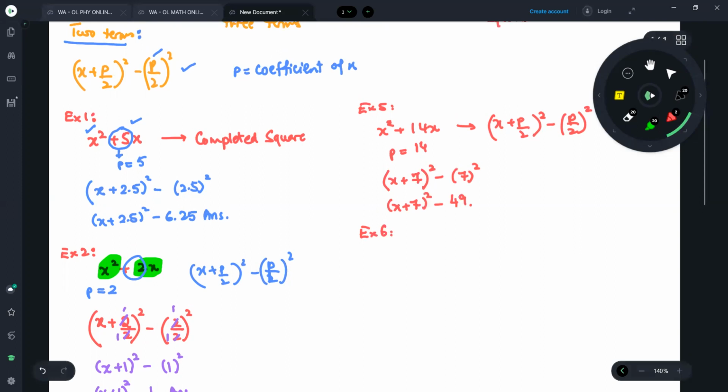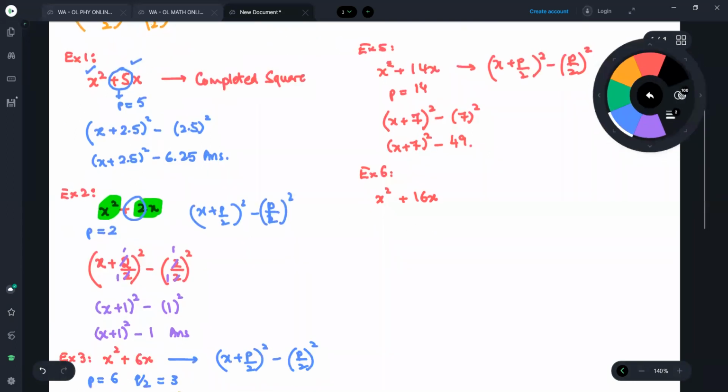Example 6. Another question for you, Fatma. x square plus 16x. Yes, Fatma, you're going to help me out with this. Sir, it's going to be x plus 8 whole square, and then minus 8 square whole. Very good. And the final answer would be x plus 8 whole square minus 64. That's it. Very good.